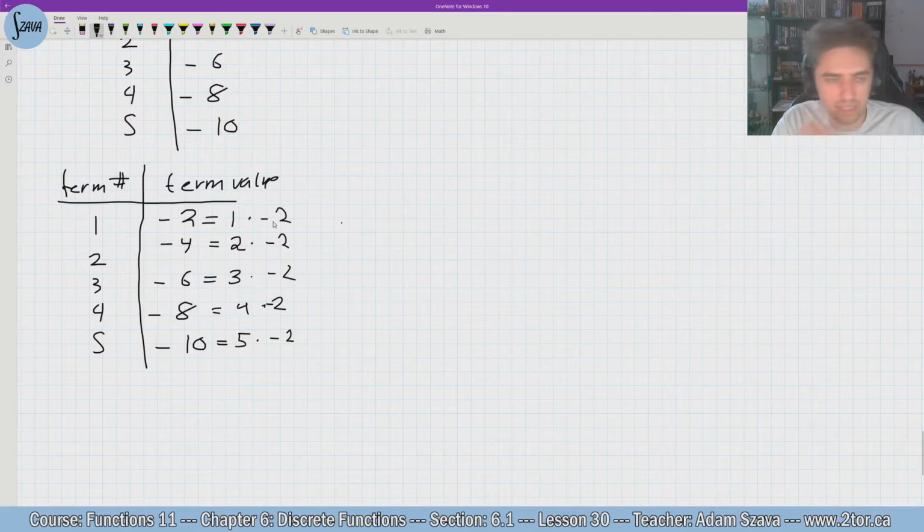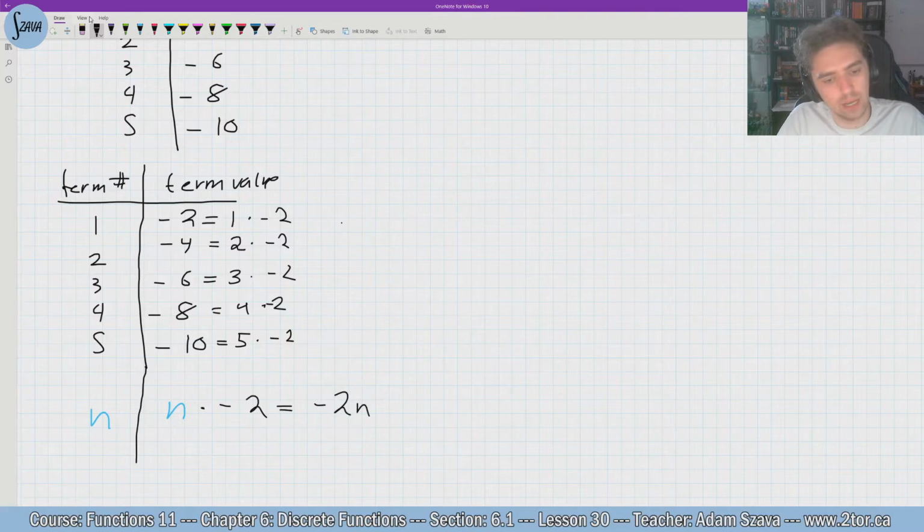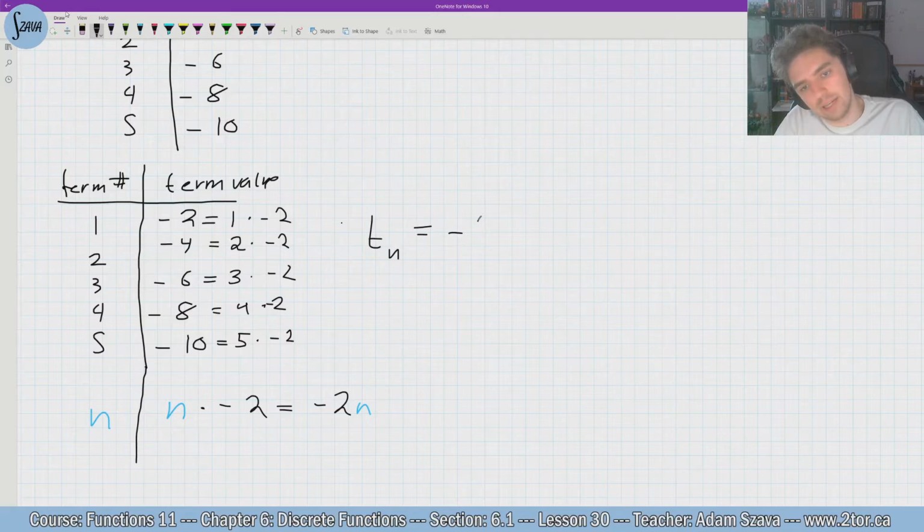Okay, so now if I give you any random term n, and I ask you what is the value of that term, you'll probably tell me that it is the term number times negative 2. You're probably right, that is negative 2n. Negative 2 times the term number. Okay, great. So now that's our explicit formula. T of n equals negative 2n.